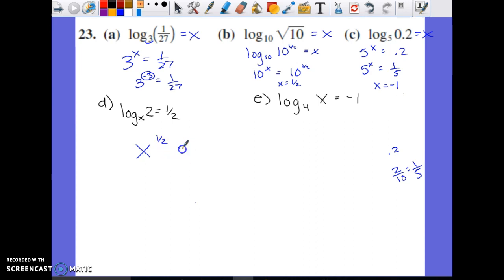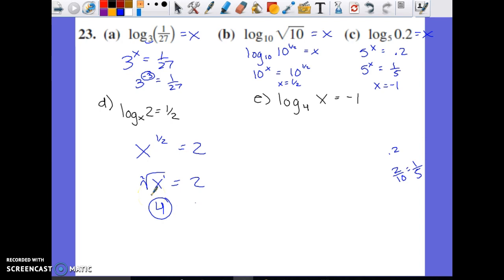X to the 1/2 equals 2. So you're thinking, what to the 1/2? And a better way to think about this is the square root of what gives me 2, right? Because x to the 1/2 is the same as the square root. And now it's pretty obvious to see. Square root of 4 is 2.